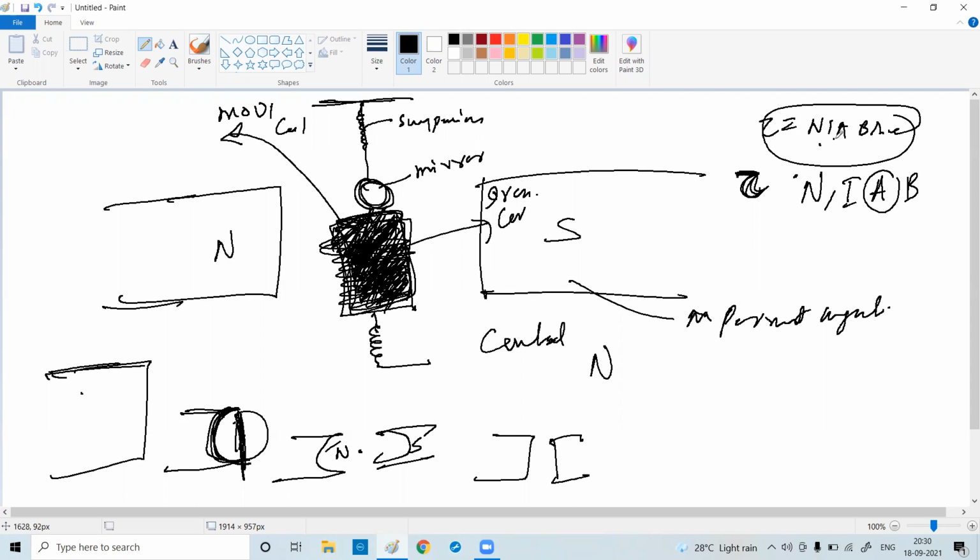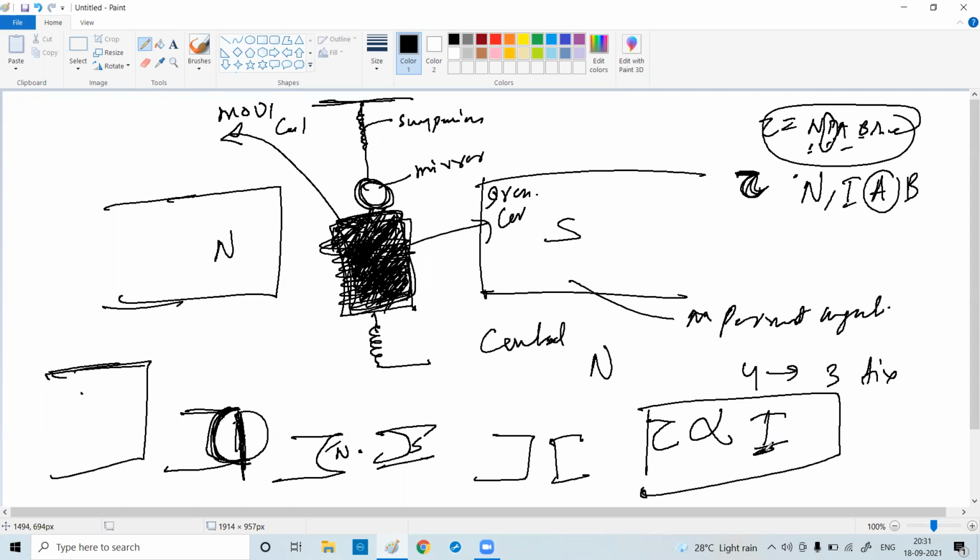So out of the four variables, three items are fixed. So what is the item that it can change? That is the current. That means your torque is directly proportional to the current. More the current, more the torque, more the torque, more is the rotation. More the rotation, more the deflection. Is it clear? Is it clear? Yes, sir.